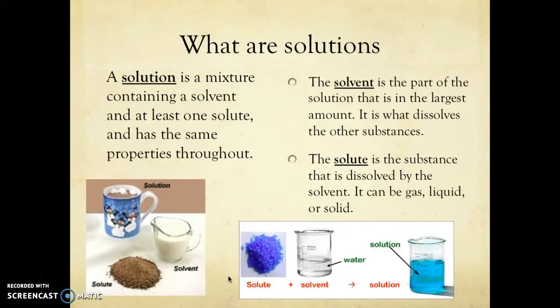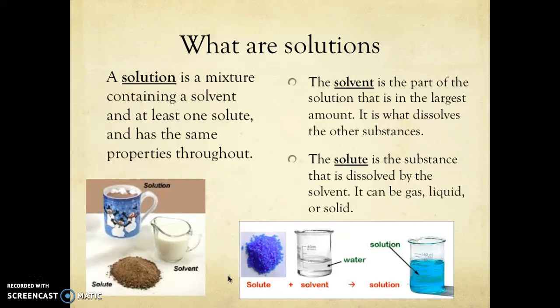Now, solutions also have at least one solute. There can be more than one solute, but there's at least one solute. So the solute is the substance that is being dissolved. It could be gas, it could be liquid, it could be solid. So the Kool-Aid powder in the Kool-Aid example, or the chocolate mix in a hot chocolate example, those are going to be your solutes. Those are things that are getting mixed in. And those are examples of solid solutes.